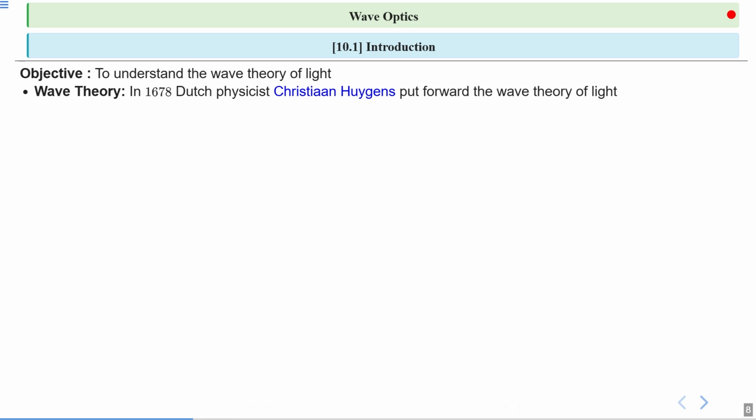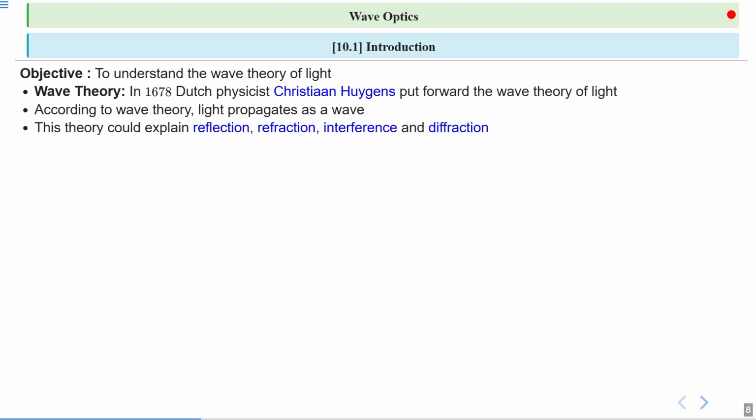So in 1678, the Dutch physicist Christian Huygens proposed this theory. It's important to note that Huygens was a pioneer in this field, and his ideas laid the groundwork for our modern understanding of light as a wave. According to wave theory, light propagates as a wave. This means that light travels in a manner similar to waves in water, with crests and troughs. This concept helps explain many of the phenomena we observe with light, such as its ability to bend and spread.